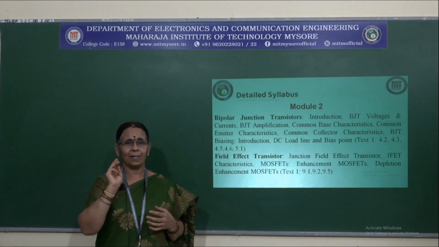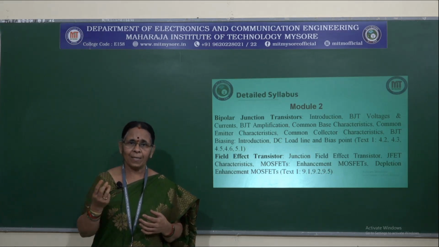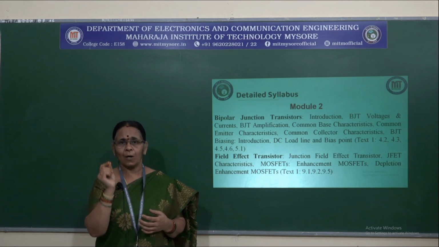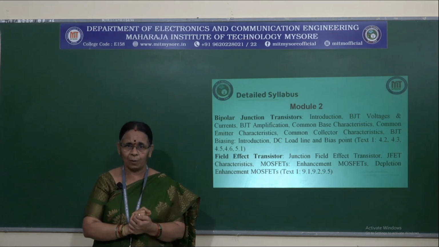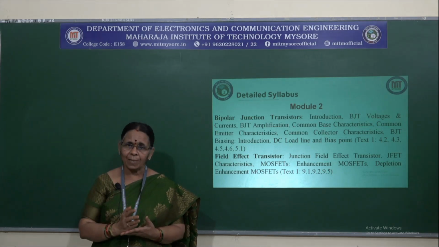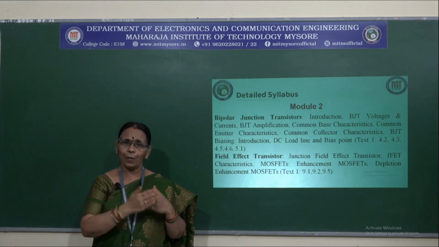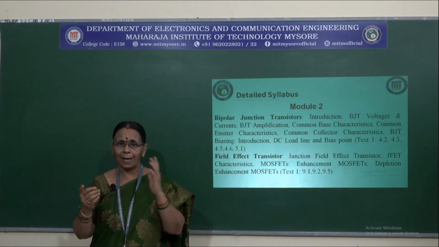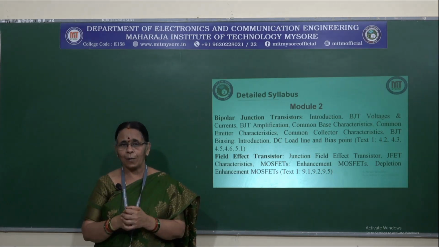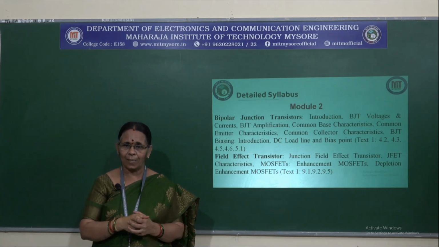A transistor consists of three terminals: base, emitter and collector. Depending on which is common to both input and output, we are going to classify them as common base, common collector and common emitter. Once that is done, you are going to study the input output characteristics of all three configurations, and also the transfer characteristics.